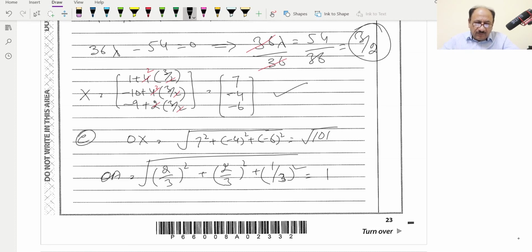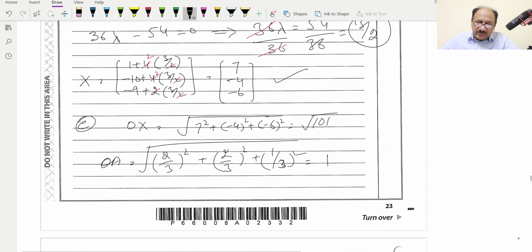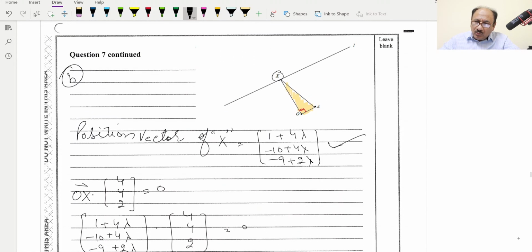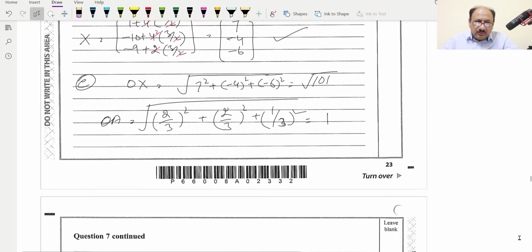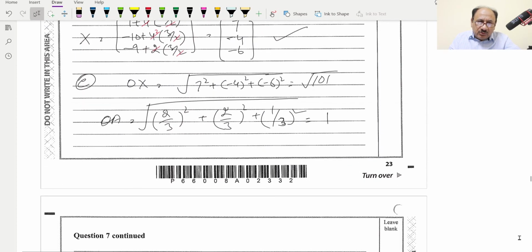Now we have these two sides, OX and OA. OX is this side, and OA is this side. So we have adjacent and basically opposite, we don't have the hypotenuse. So we can apply this one, half into B into H.